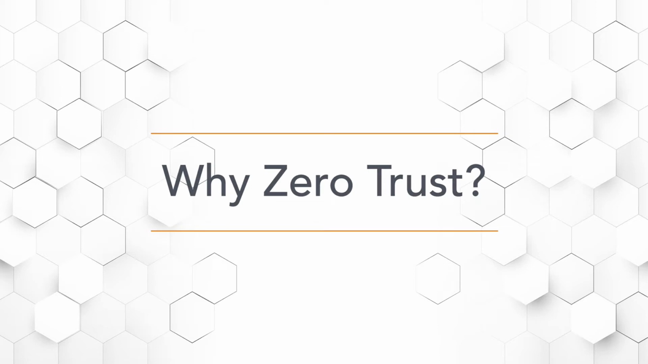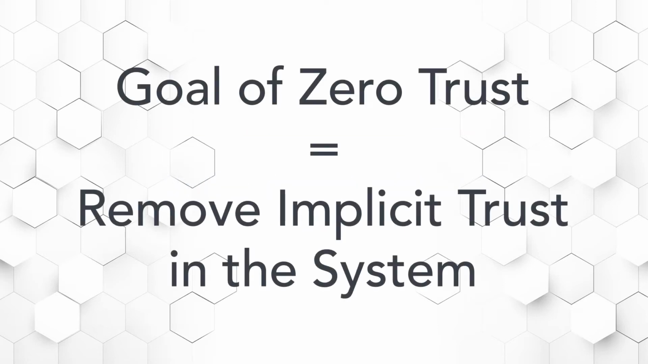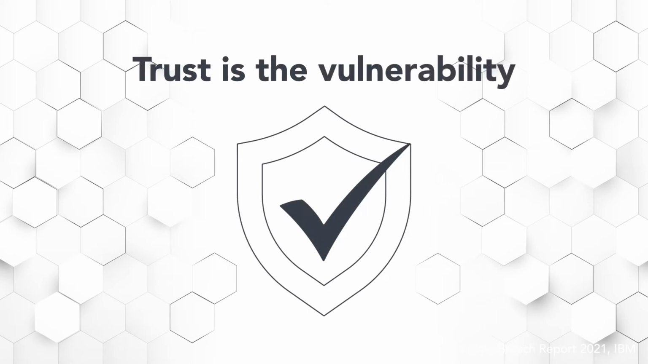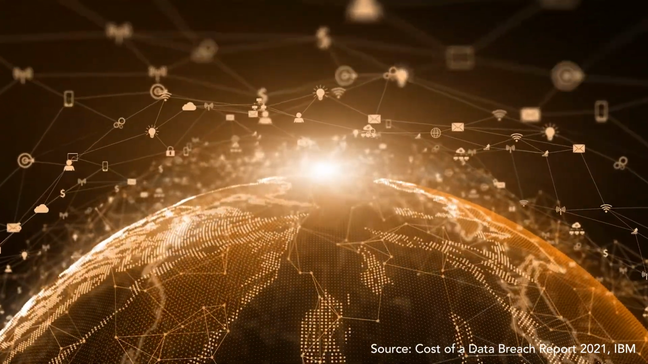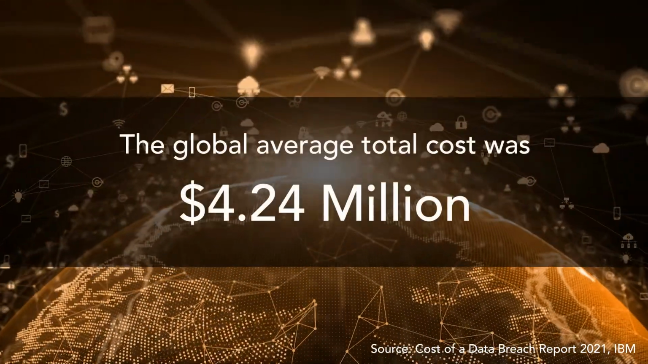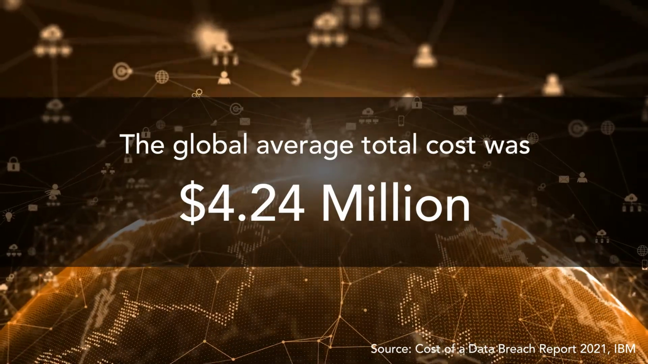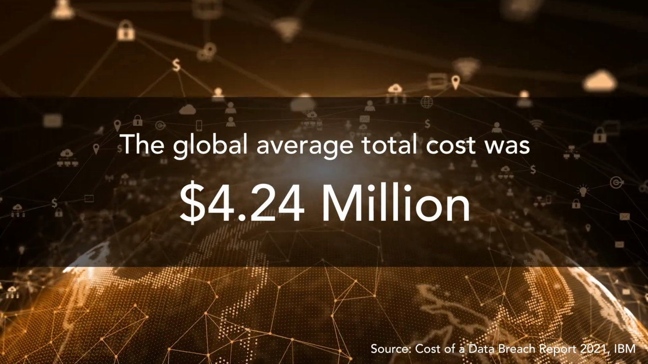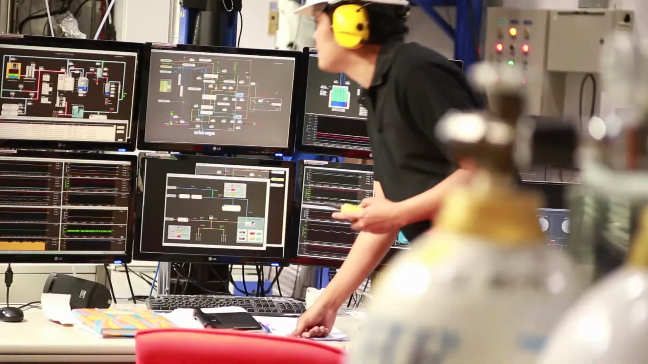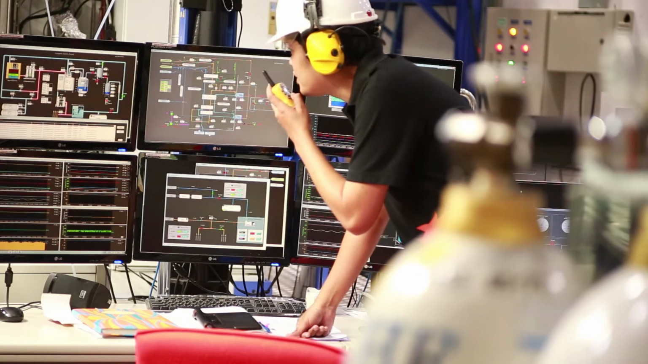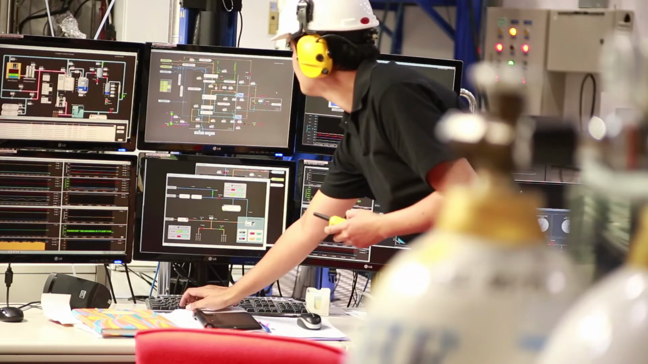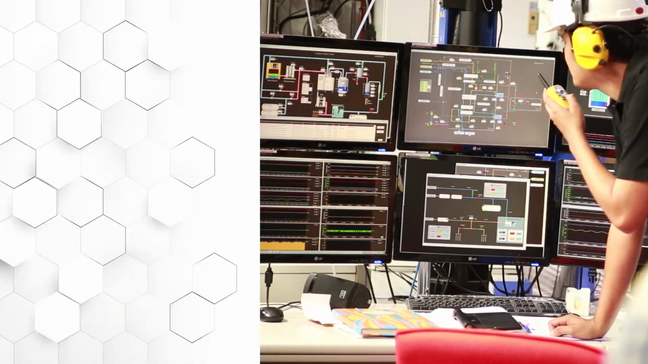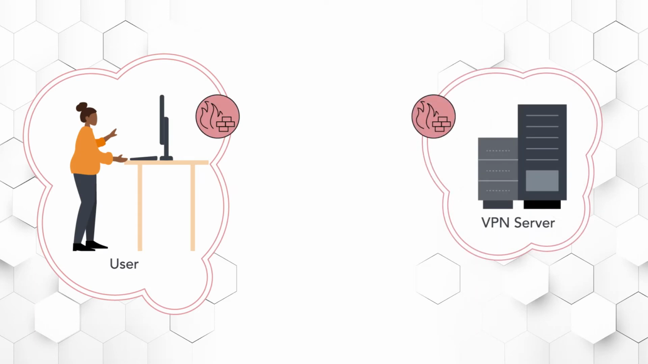Why Zero Trust? The goal of Zero Trust is to remove implicit trust in the system because trust is the vulnerability that gets exploited. According to the 2021 Cost of a Data Breach report, the global average total cost of a single data breach was $4.24 million. As a result, many organizations are more eager than ever to adopt a Zero Trust security policy, especially for mission-critical systems. Zero Trust supports secure connections.